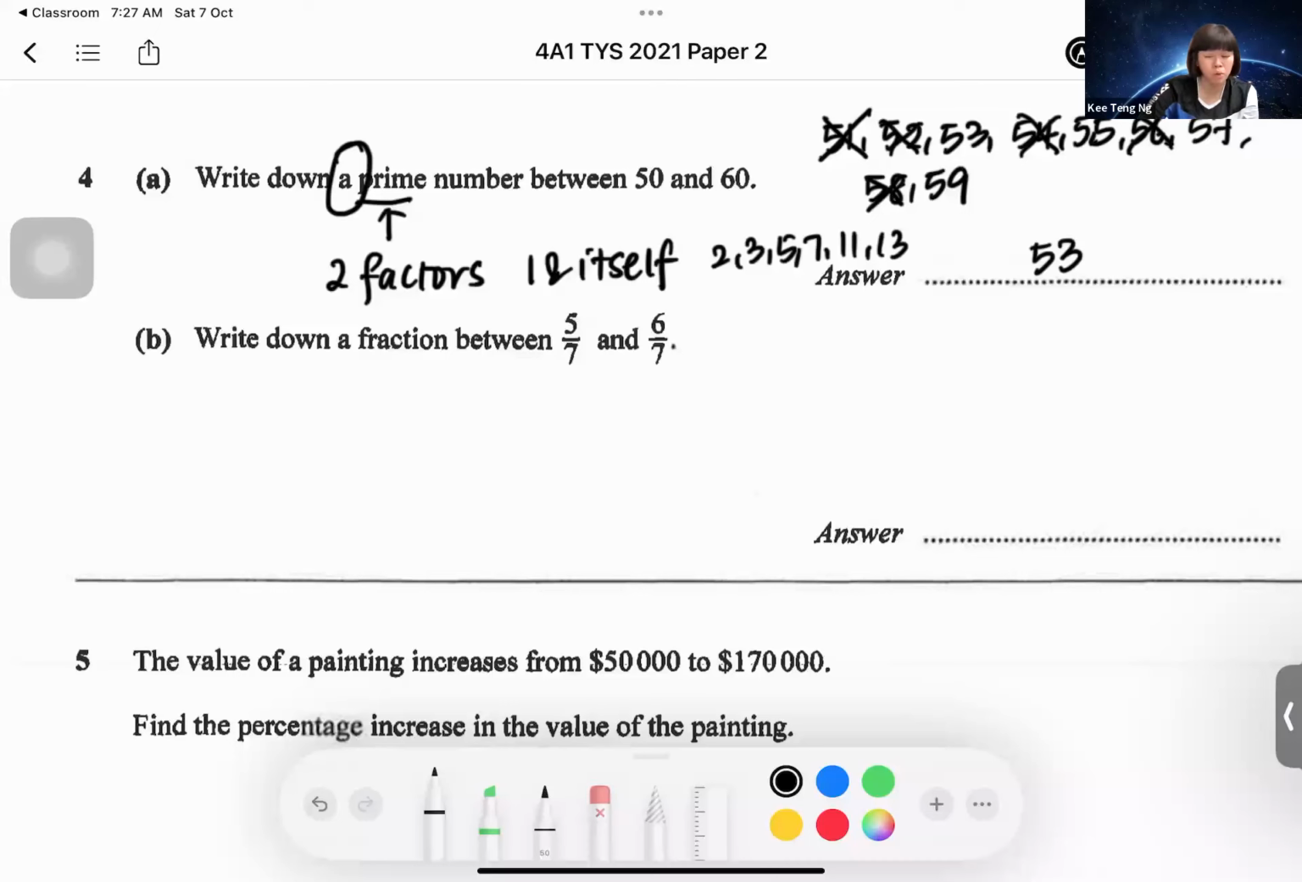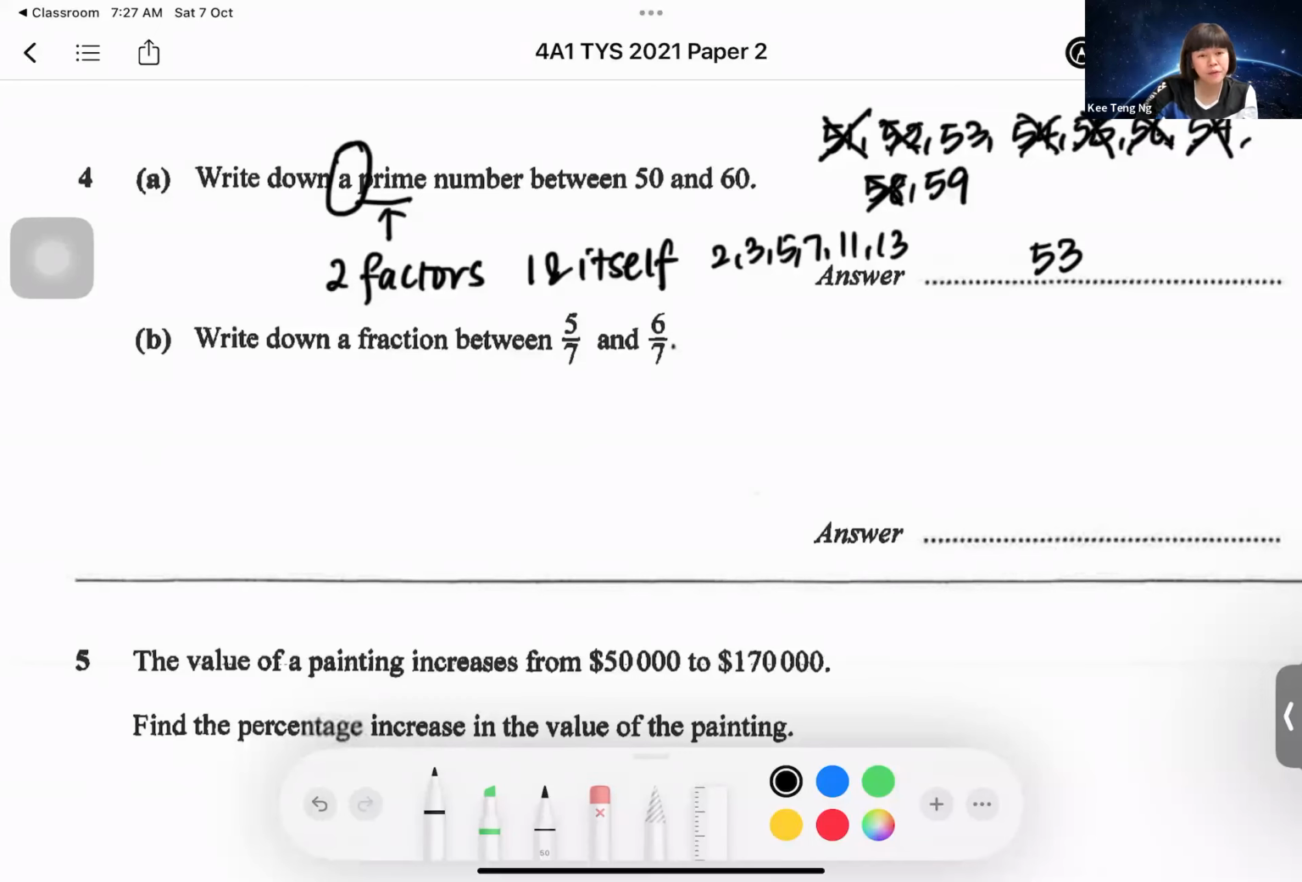Okay, or we can check, can be divided by 5. This one, 55, can be divided by 5. 57, can it be divided by 3? Can. So this is not a prime number. What about 59? Can it be divided by 3? Divided by 2, 11, 13, don't have, and so on and so forth. So I think the 2 prime numbers are 53 and 59, but you just need to write down a prime number. So once I get 53, I just write down 53 will do.